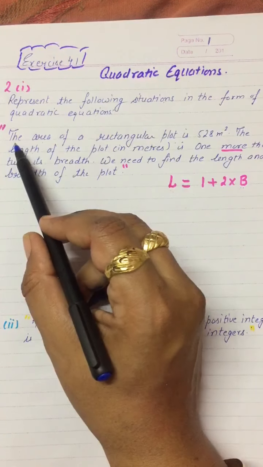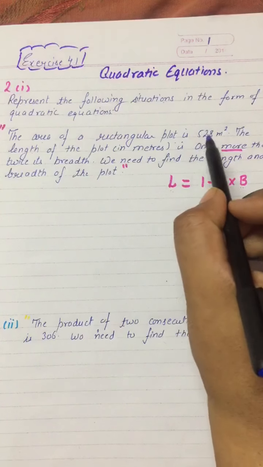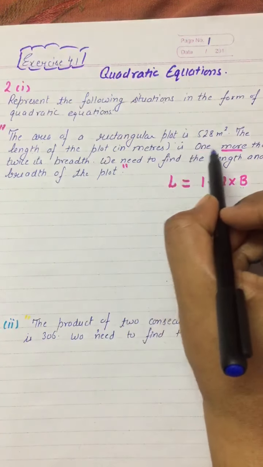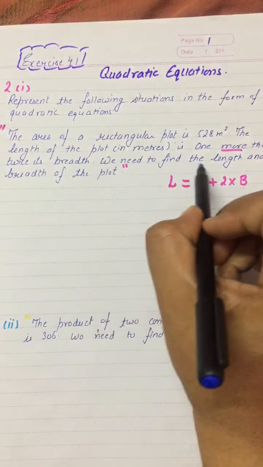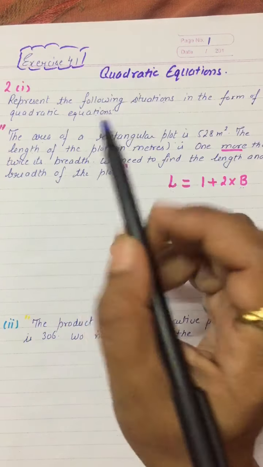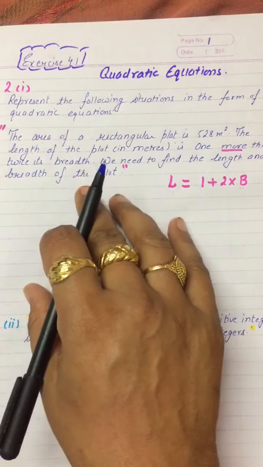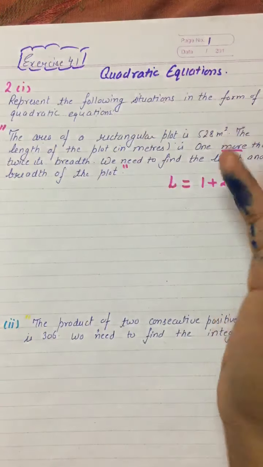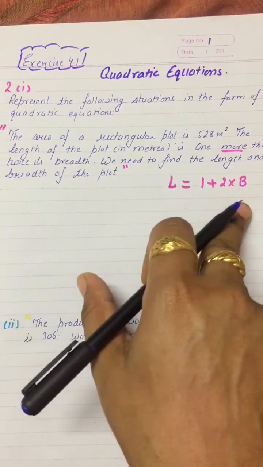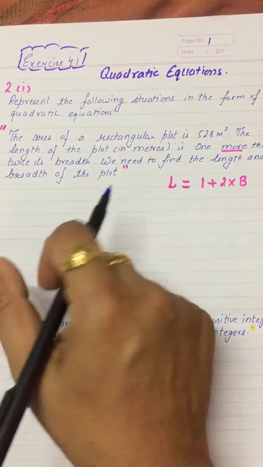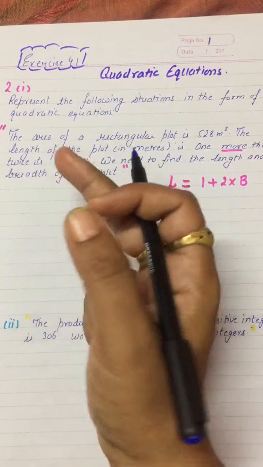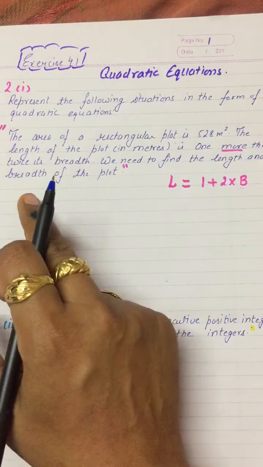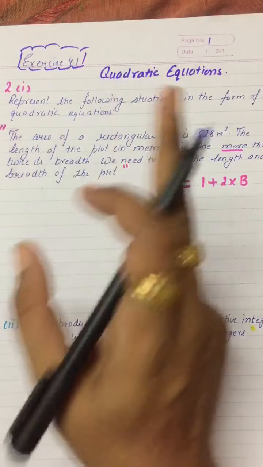So what is the condition? The area of a rectangular plot is 528 meters square. The length of the plot in meters is 1 more than twice its breadth. We need to find the length and the breadth of the plot. Means we have to frame a quadratic equation for which the length is equal to 1 more than twice its breadth. And in this question we will frame the quadratic equation. After solving it, we will get the answer of x, means length or the breadth.